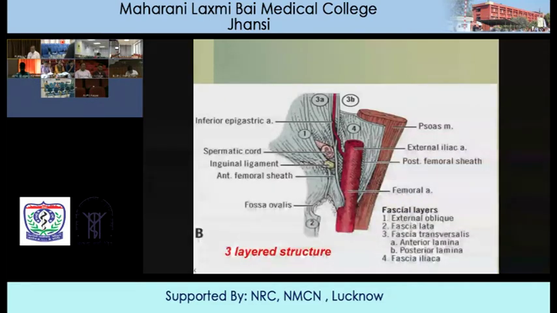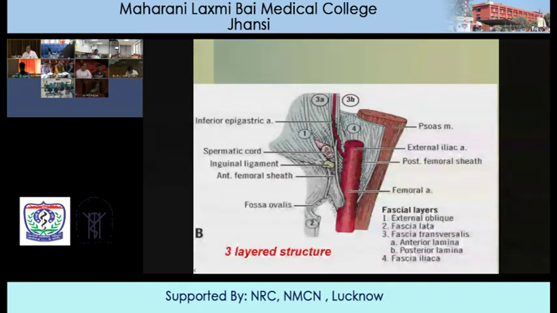But no, it's not. Why? Because in this particular area, remember the posterior wall of the inguinal canal is made of what? Transversalis fascia. So that means it must have some kind of support, some kind of strength in this particular area. Why? Because it prevents the formation of hernia.